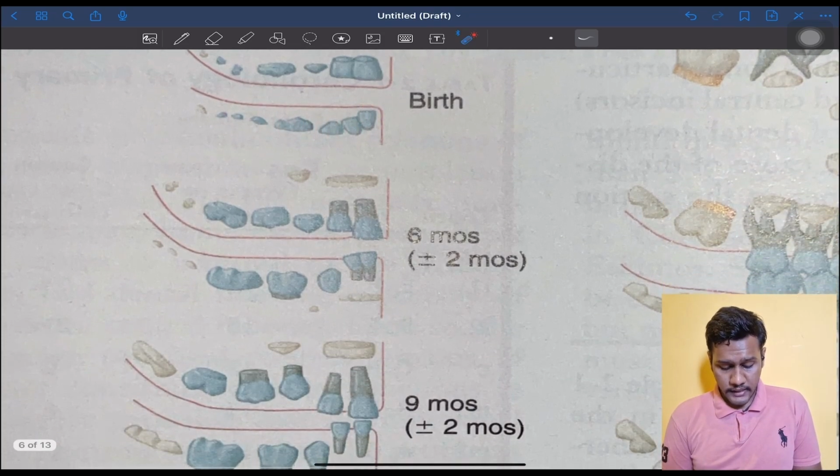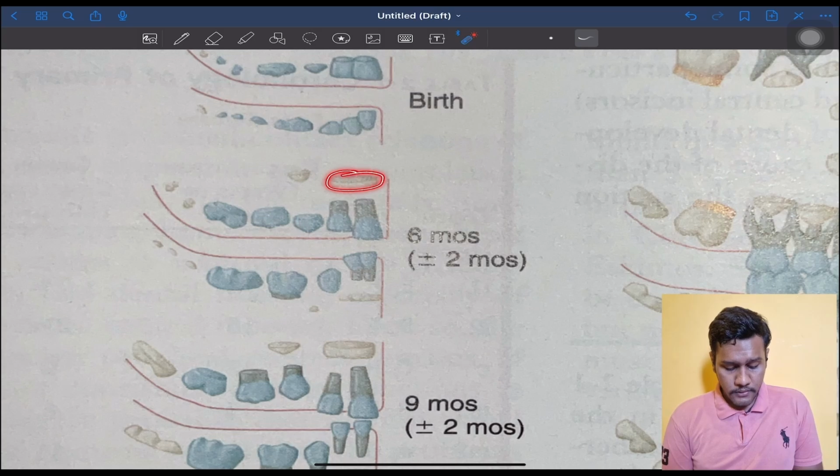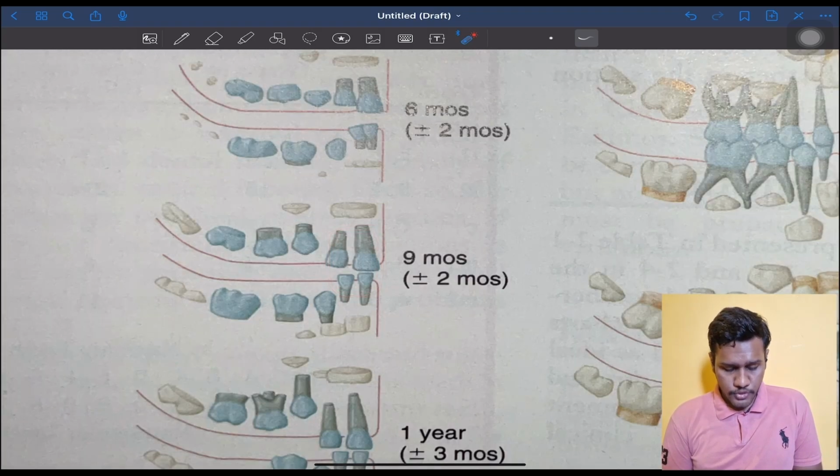Similarly, at 6 months of age, I said the first tooth to erupt is the central incisor. You can see this is the central incisor, lateral incisor, canine, first molar, second molar. Similarly, central, lateral, canine, first molar, second molar. This white color is given as the permanent tooth. The permanent tooth bud has started forming. Mostly the incisors would have come out at 9 months of age.